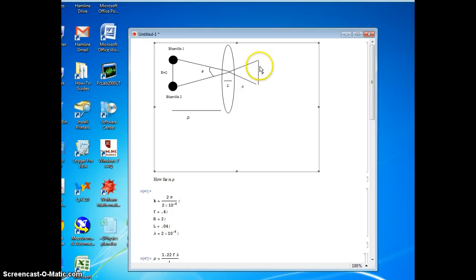And we're looking for rho. I get some really nasty numbers. So how far is rho? That's the distance between spots on the screen once it's gone through the lens.